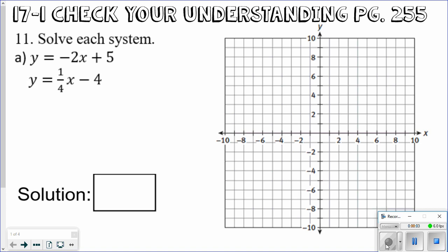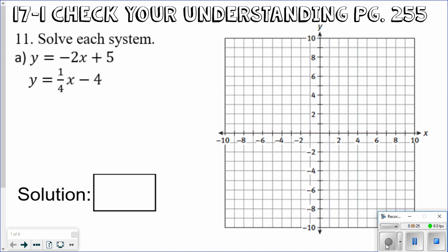We are going to cover the check your understanding questions that are in your book, except I made a worksheet for you because the book doesn't give you graphs. So just like before, we are going to graph both of these lines and see where they intersect, and that intersection point is going to be our solution.